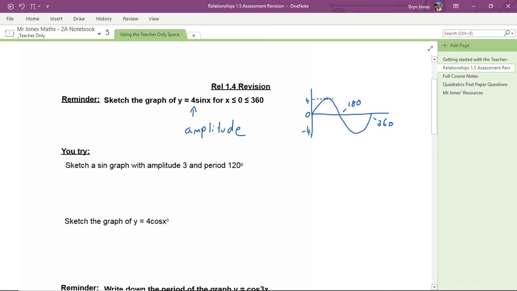Okay? If you ever got asked what this point here was, this point would be the point (90, 4). Okay, so we call that 90 is this point here. Okay, and we've got 270 there as well for the minimum point. Okay, so that's using the amplitude. So you should be able to have a go at this as well.